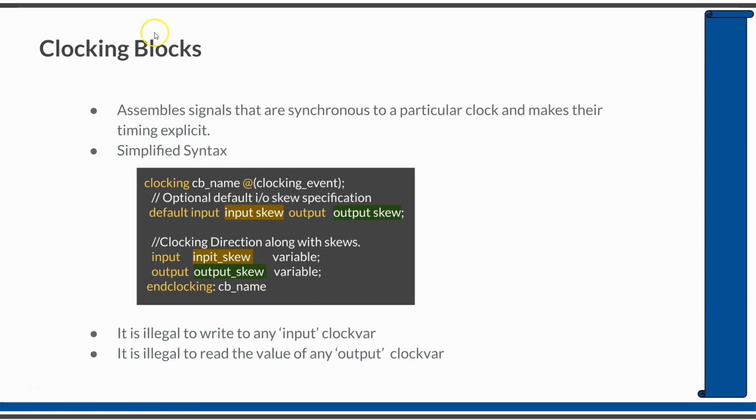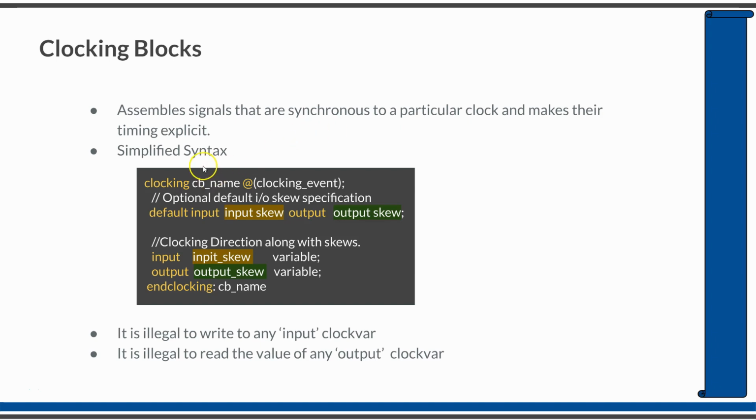A clocking block in SystemVerilog assembles signals synchronous to a particular clock and makes their timing explicit. Before going into the details of implementation, we will just jump into an example and see how we can implement a clocking block, so that you will be more clear with the practical usage of clocking blocks.